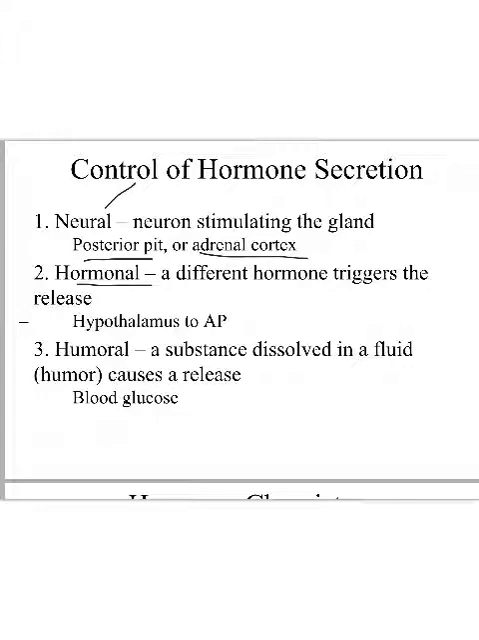The next one is really common, and that's hormonal. One hormone triggers the release of another hormone, and a good example of that is the hypothalamus controlling the anterior pituitary. The third one is humoral, and humoral means fluid. Humor and fluid kind of mean the same thing. So what triggers the hormone to be released is the amount of a substance or solute in the blood, or in a humor, a fluid. An example would be blood glucose. The difference in blood glucose is going to control whether insulin or glucagon are released.